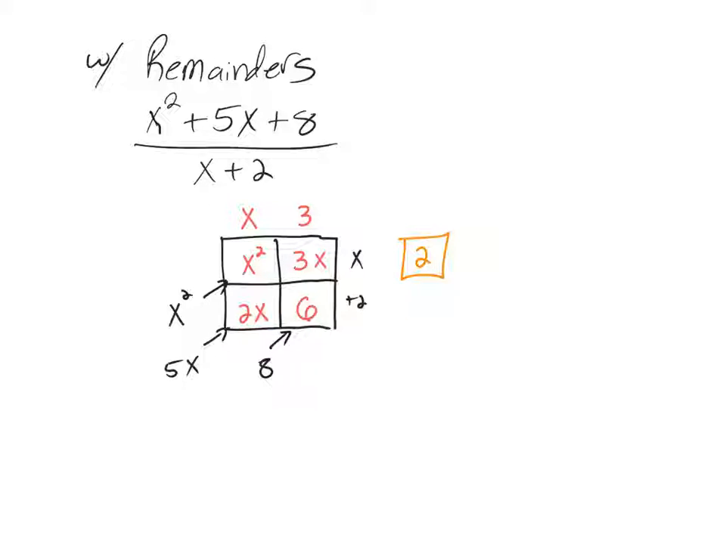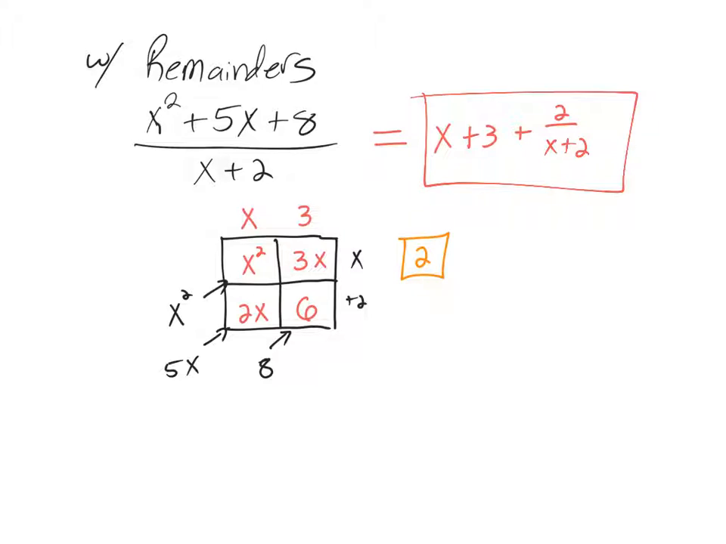So how do I write that in my final answer? Well, this division problem is equivalent to x plus 3 with a remainder of 2, and it's a positive 2 dividing by the thing that I was dividing with. So it's 2 divided by x plus 2. And this is my final answer. It's a division problem. This is my remainder.